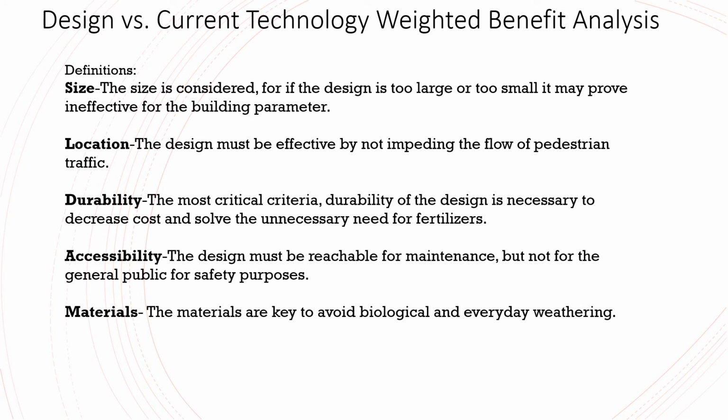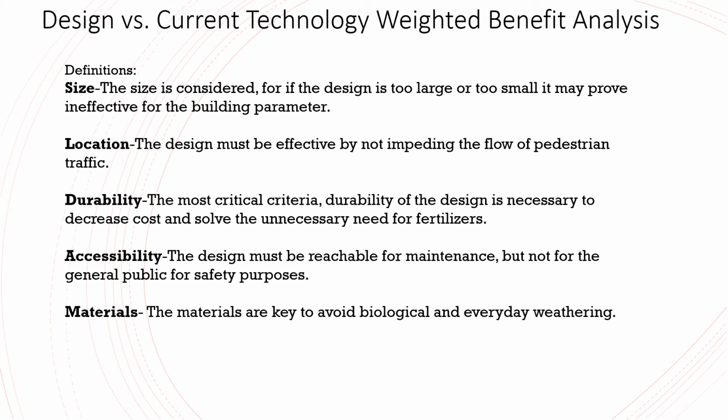So the design criteria used are size, location, durability, accessibility, and materials. The size is considered for if the design is too large or too small, it may prove ineffective for the building parameter. On location, the design must be effective by not impeding the flow of pedestrian traffic. The most critical criteria, durability of the design, is necessary to decrease cost and solve the unnecessary need for fertilizer. The longer the design lasts, the less money is wasted on fertilizer use. The design must be reachable for maintenance, but not for the general public for safety purposes, and the materials are key to avoid biological and everyday weathering.